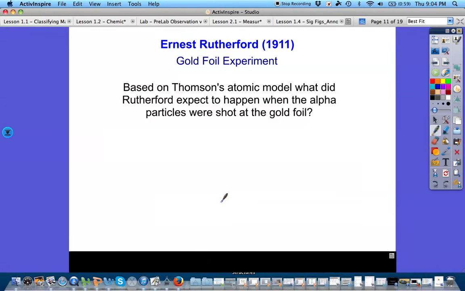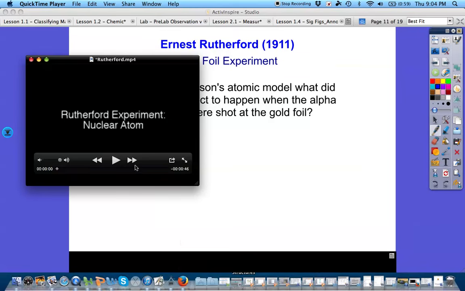So Ernest Rutherford had the gold foil experiment. He was actually Thomson's student. And I have a short video to show you about Rutherford.